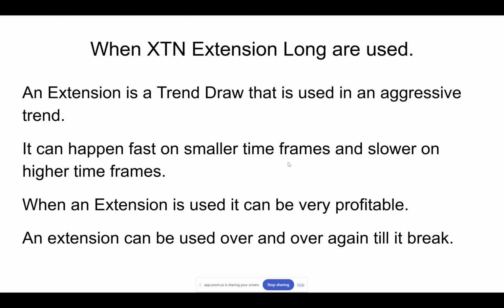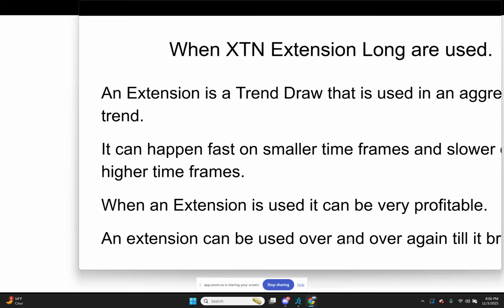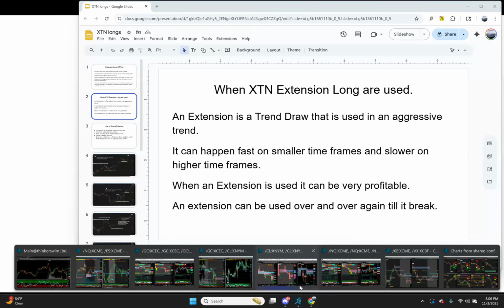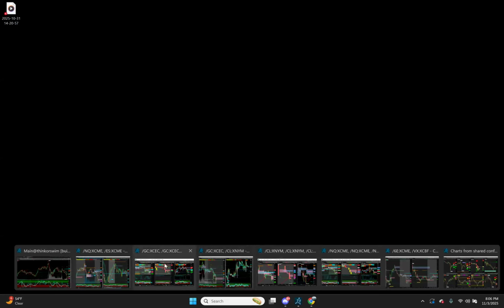Extensions are drawn in aggressive moves, and then the extension is in an aggressive move. If it trades, it's typically going to complete its target the same day, or the extensions complete very fast. So we have to think about the nature of an extension.